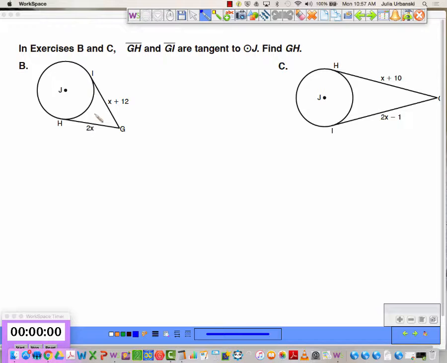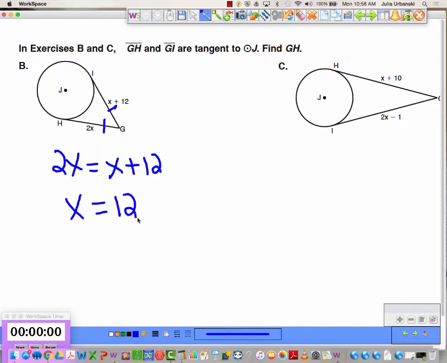These are both tangent. It says that GH and GI are tangent to the circle. So if they're both tangents looking like an ice cream cone, they're slanted, what do we know about the two lines? They're equal. So that's really easy. You say 2x is equal to x plus 12. You just make the two equal to each other. So you subtract x from both sides and you get x equals 12.